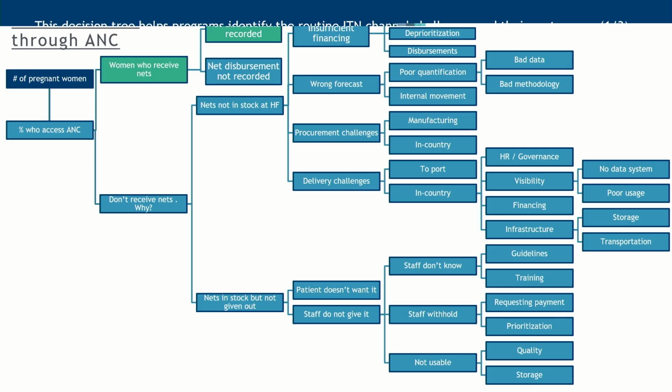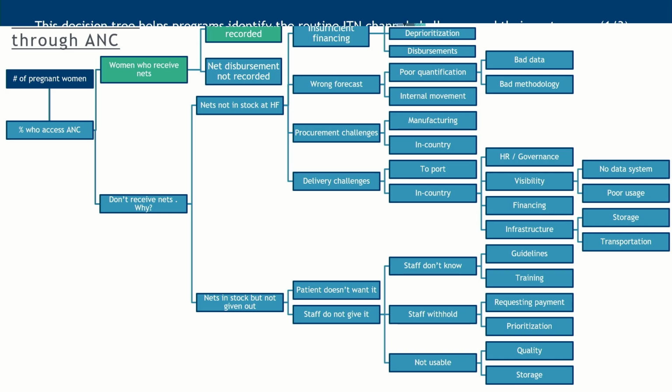And this may be at the national level, or it could be closer to a regional level if you're going to target your continuous distribution specifically for a certain region. And of that percentage of pregnant women or children that we're targeting, we then want to look at the percentage who access ANC and EPI services.